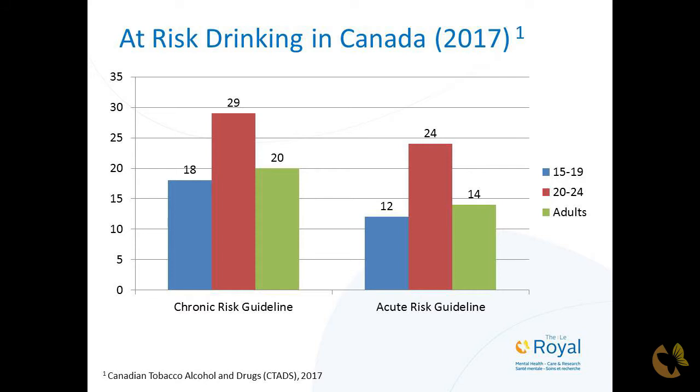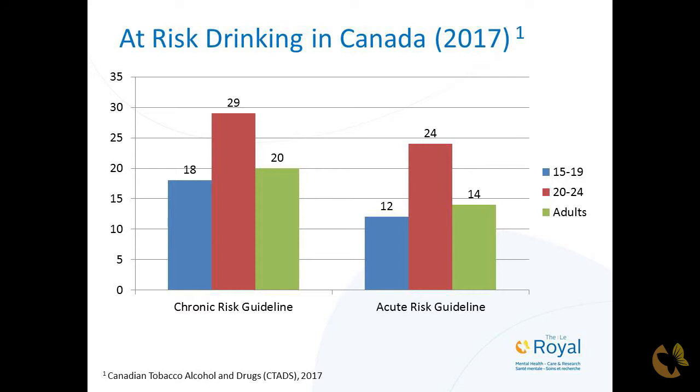And when we look at the acute risks, here it would be binge drinking essentially. 12% of youth binge drink, 24% of adults aged 20 to 24, and 14% of adults, right? So it just gives you a bit of context.